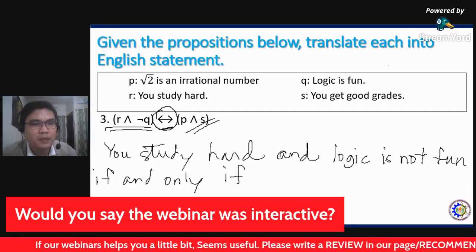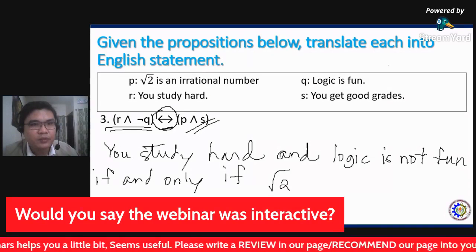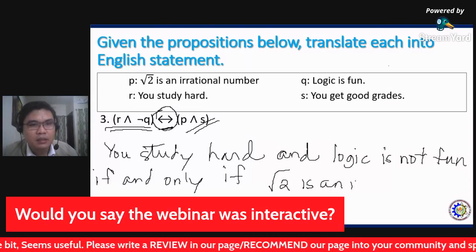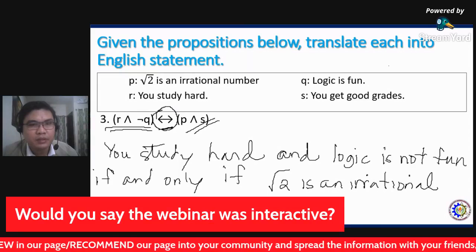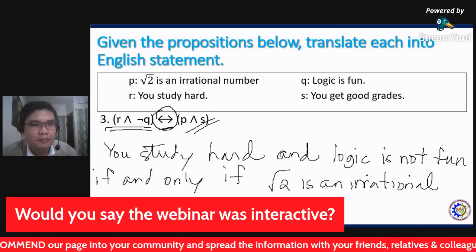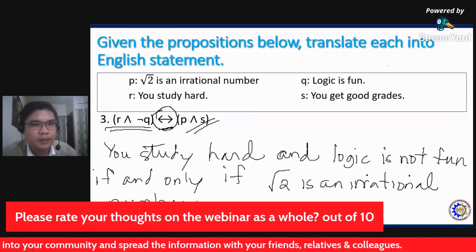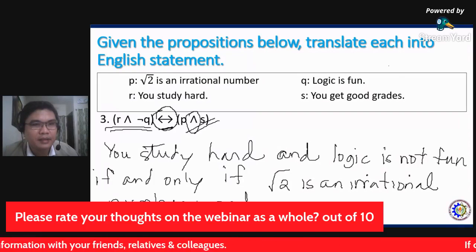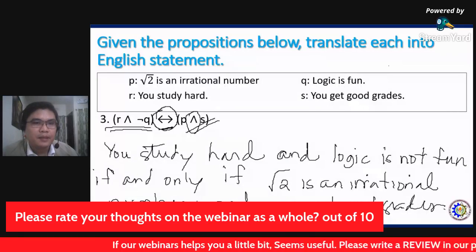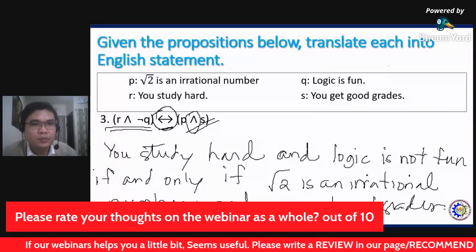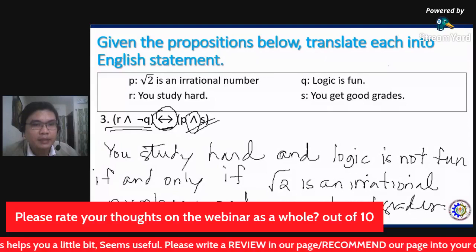P, what is P? Square root of 2 is an irrational number. And then the N, that's the logical connector, and S, you get good grades. So that's the second part. So square root of 2 is an irrational number and you get good grades.